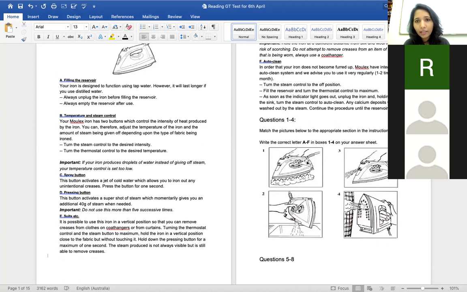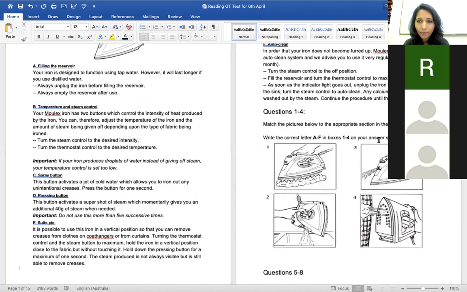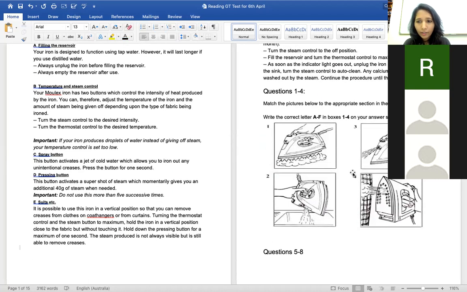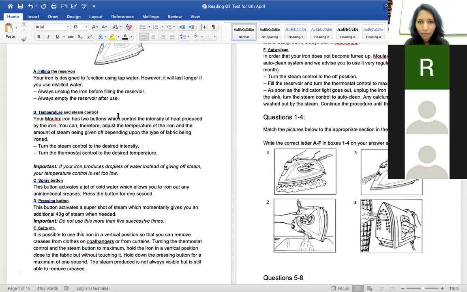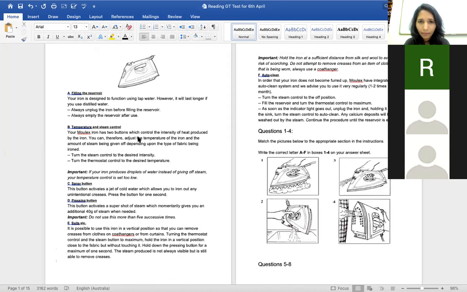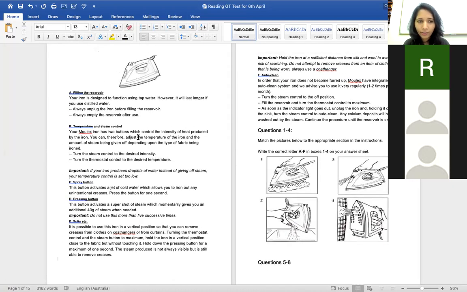First thing here, you have to look at your picture properly. Just to get an idea, take a look at your pictures first, and then try and understand. There are 4 questions, and each carries 1 point. So you have to match the pictures to the appropriate section. Take a look at your pictures first, try and understand, and then skim through the passage, trying to get a gist of it.